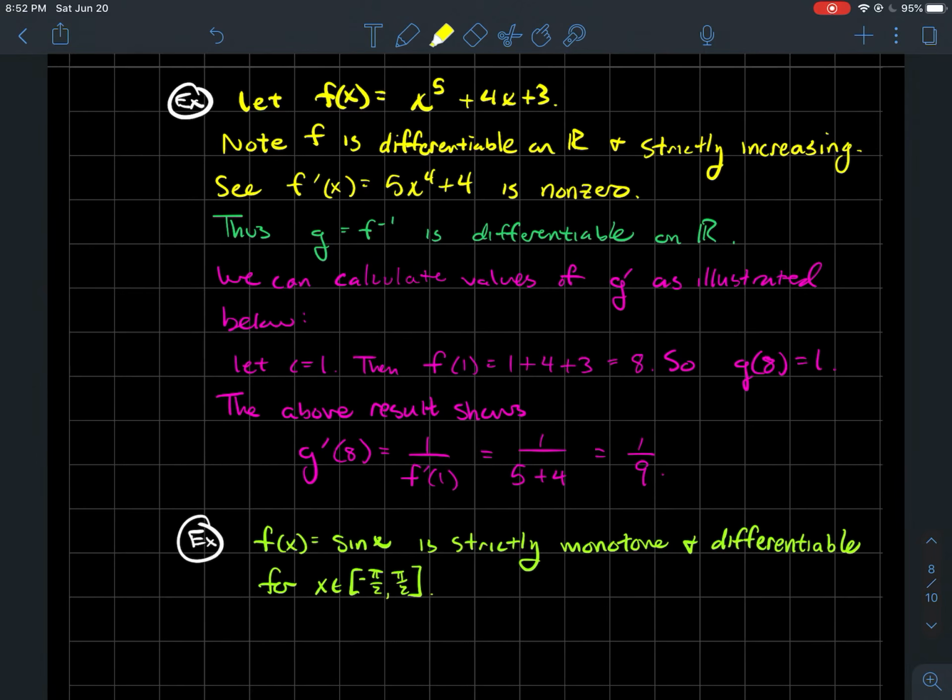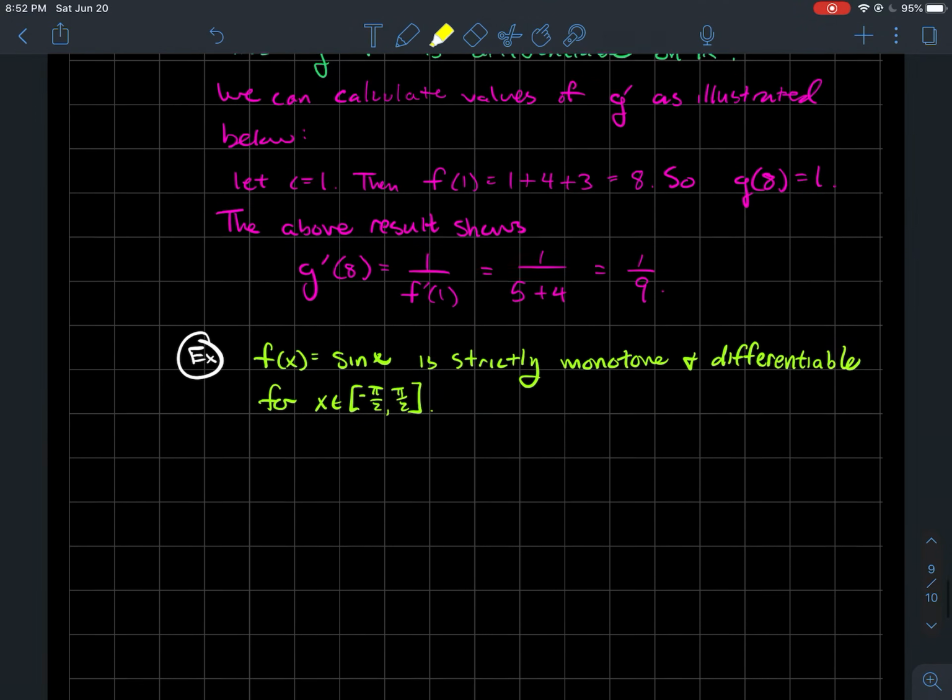Or if you gave me, say, any x value, I could do something similar as well. I could always tell you information about the derivative of g, just based on information I know about f, which is kind of cool. Let me give you one more here.